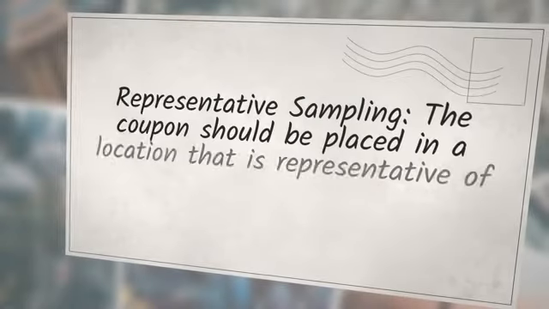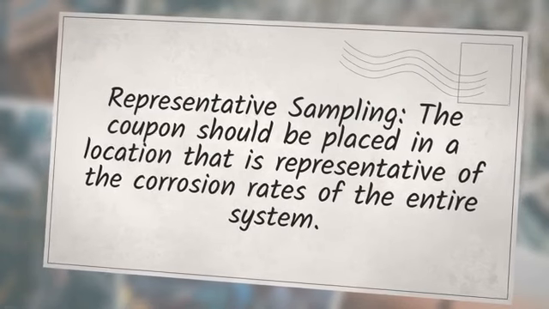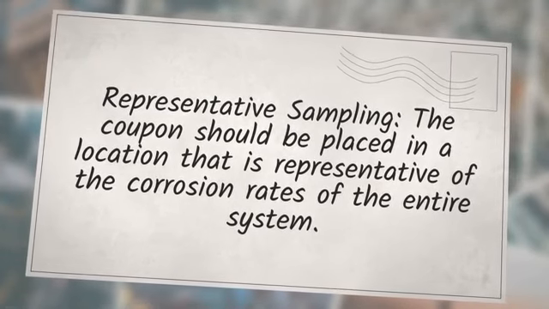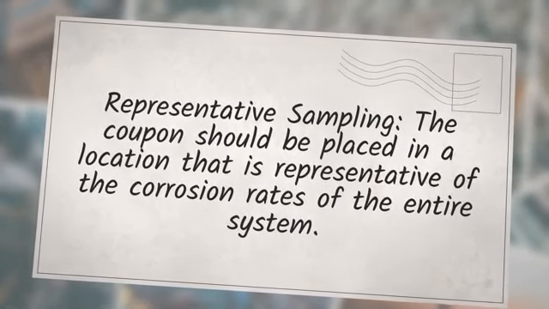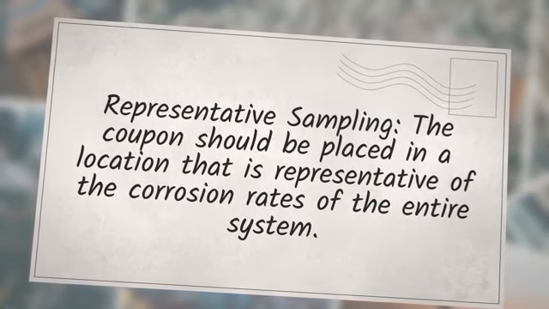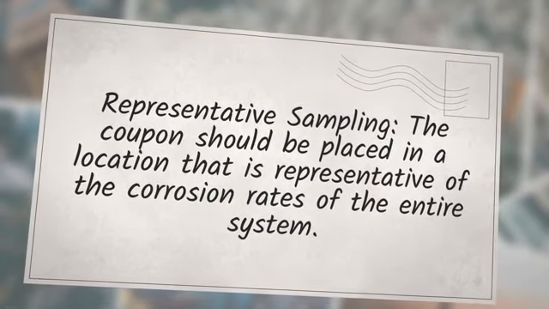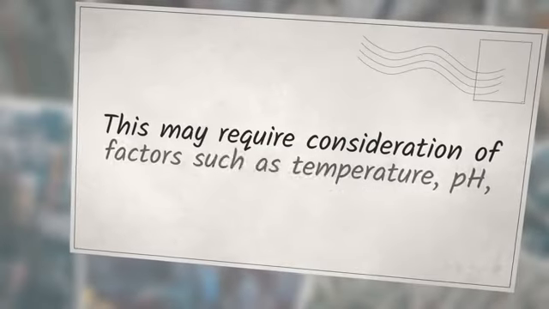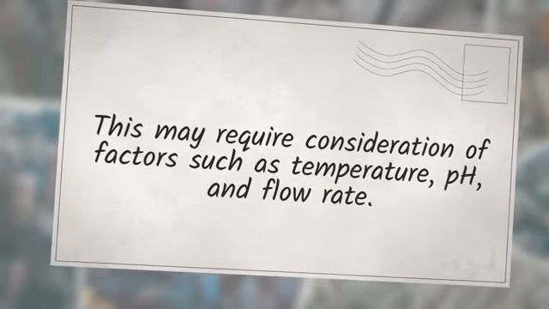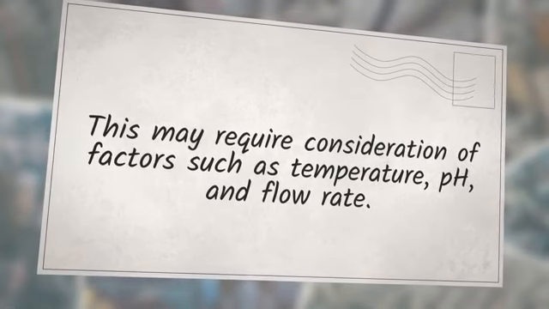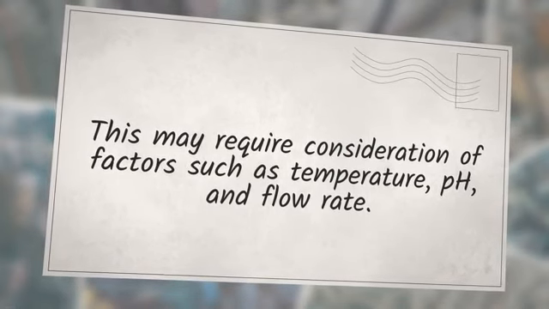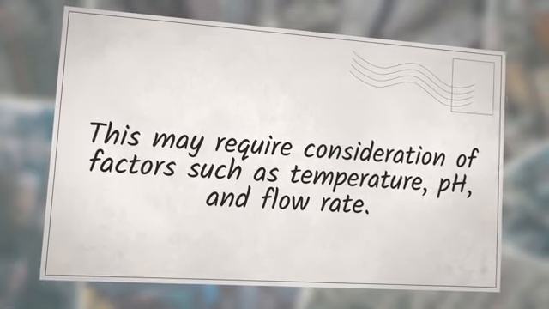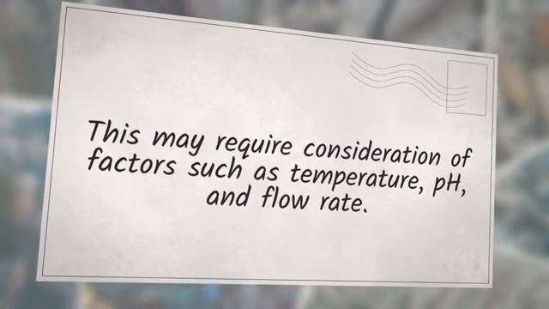Representative sampling. The coupon should be placed in a location that is representative of the corrosion rates of the entire system. This may require multiple coupons to be installed in different locations within the system. Corrosive environment. The coupon should be placed in an area where the corrosive environment is representative of the entire system. This may require consideration of factors such as temperature, pH, and flow rate.